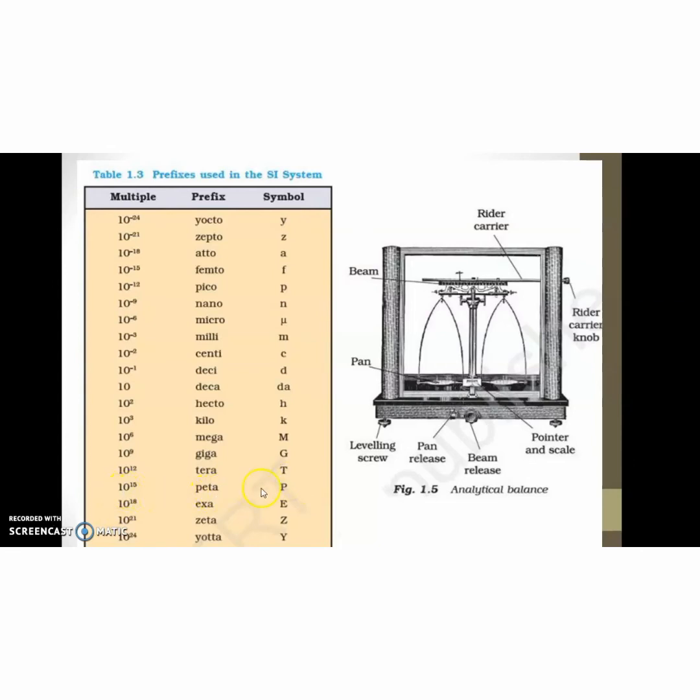10 raised to 15 is peta, that is P, 10 raised to 18 is exa, that is E, 10 raised to 21 is zetta, that is Z, 10 raised to 24 is yotta, that is Y, and 10 raised to minus 1 is deci, small d, 10 raised to minus 2 is centi, small c, 10 raised to minus 3 is milli, m, 10 raised to minus 6 is micro, mu, this is the symbol mu, 10 raised to minus 9 is nano, that is n, 10 raised to minus 12 is pico, that is p, minus 15 is femto, f, 10 raised to minus 18 is atto, a, 10 raised to minus 21 is zepto, z, 10 raised to minus 24 is yocto, y.